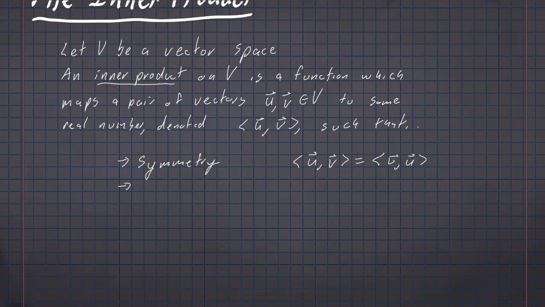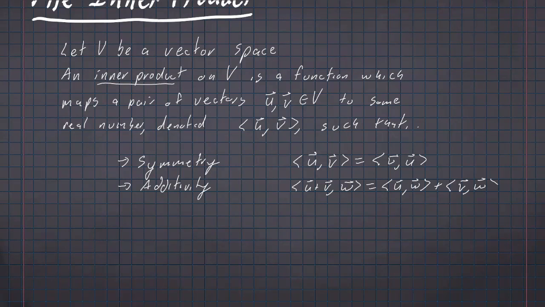We have additivity, which is essentially going to be a distributive property. If we have the inner product of u plus v with w, that's the same thing as the inner product of u with w plus the inner product of v with w.